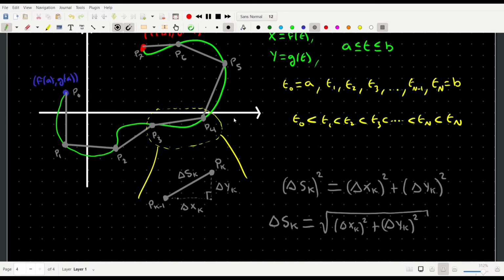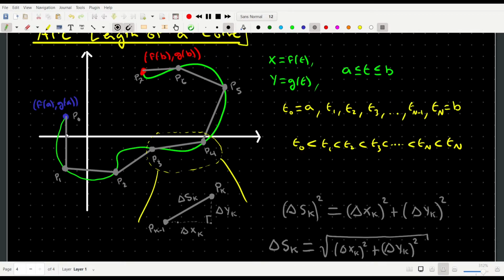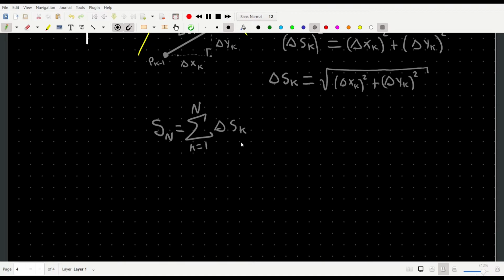And for a given partition, then the length of the curve, the arc length of the curve from A to B, will be the summation from k equals 1 to n of delta sk. So this summation is the approximation to the actual arc length of the curve.